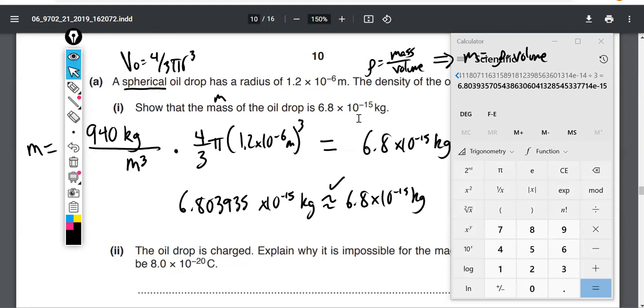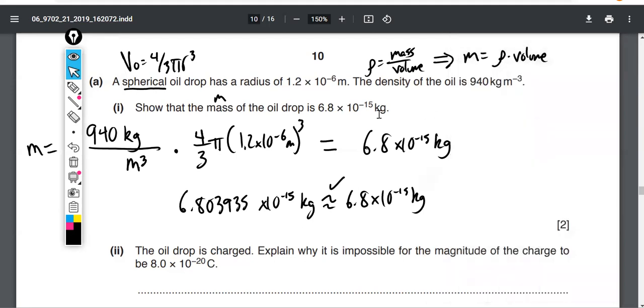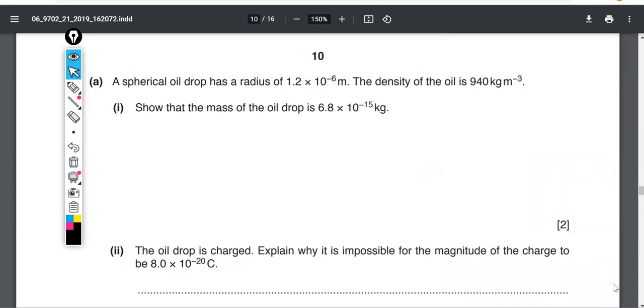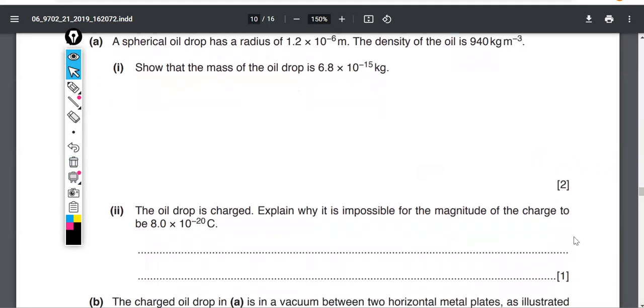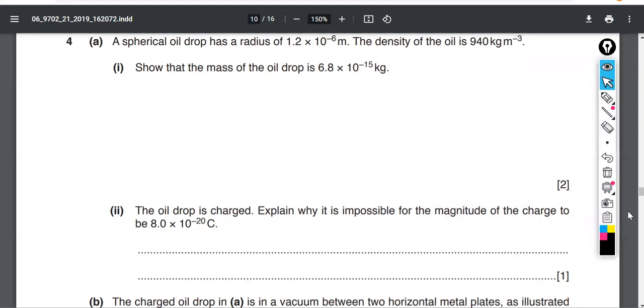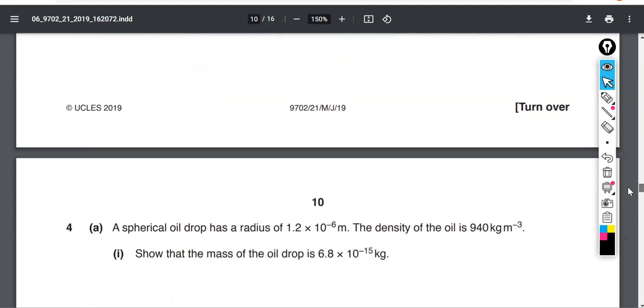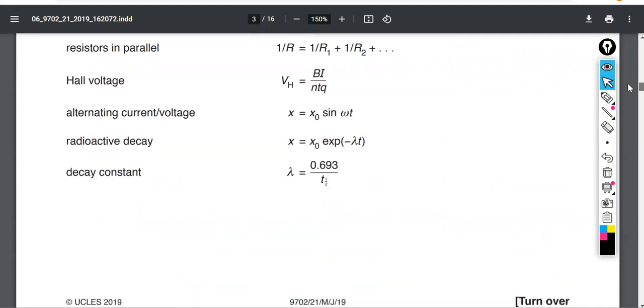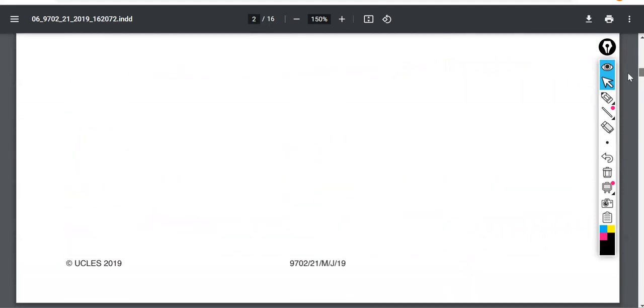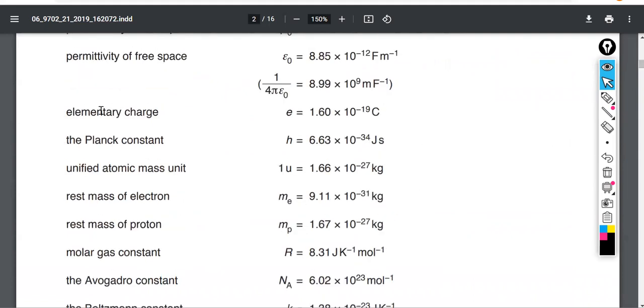The question goes on to ask us to explain why a certain charge is impossible. Why would a charge be impossible? So the oil drop that we just calculated the mass for is charged. We want to explain why it's impossible for the magnitude of the charge to be 8 times 10 to the negative 20 coulombs. If you were sitting for a physics paper 2 like this, you do have the benefit of a list of formulae and a list of data, including this value for elementary charge, right? So we see e equals 1.6 times 10 to the negative 19.